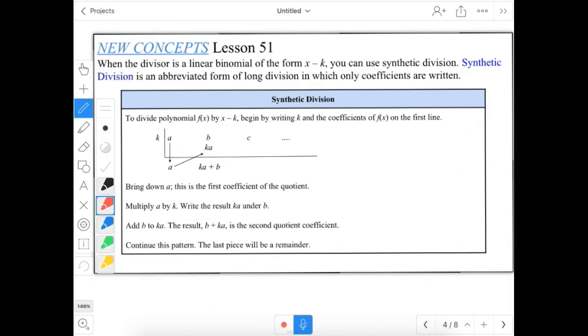Okay, so when the divisor is a linear binomial of the form x minus k, you can use synthetic division. So that's our stipulation there. We have to be dividing by a linear binomial. Synthetic division is an abbreviated form of long division in which only the coefficients are written. So we only need to be working with our coefficients. We don't need to worry about any of those x squareds, x to the fourths, anything like that.